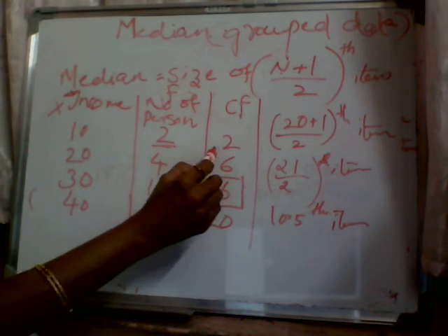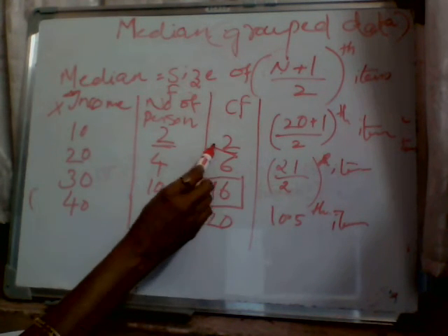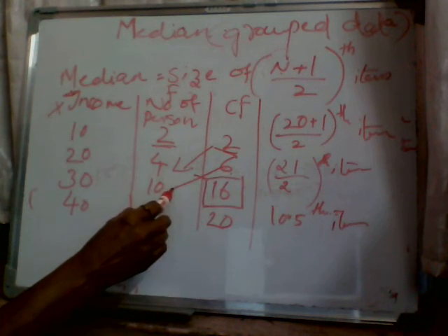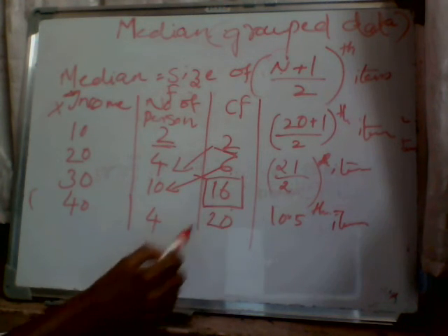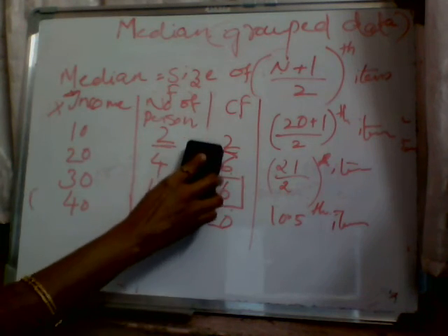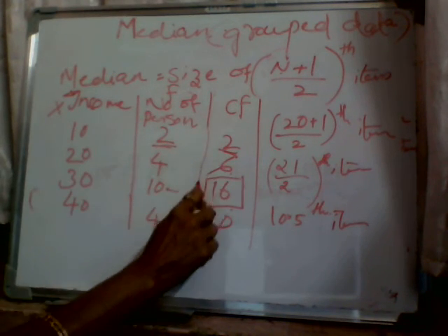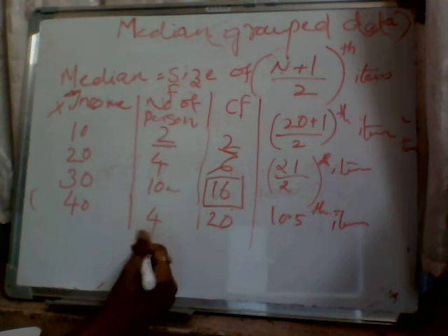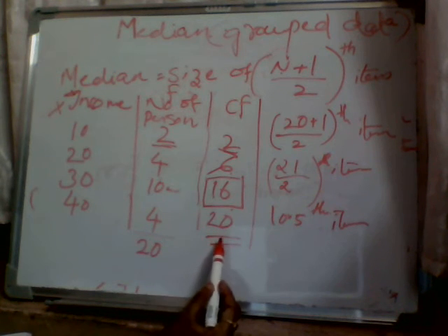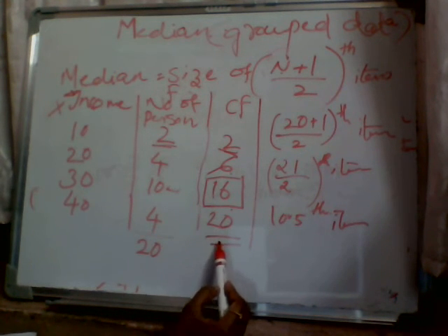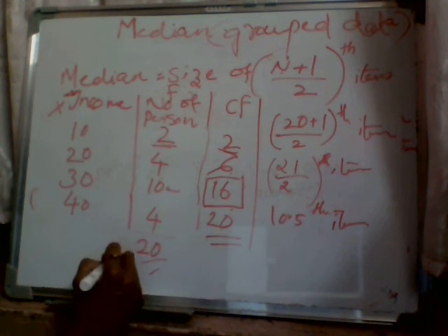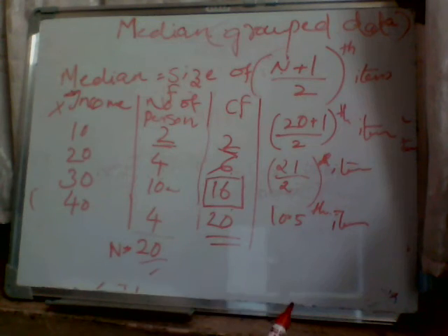The first value is 2, we write 2. Next value, 2 plus 4, 6. Next one, 6 plus 10, 16. Next, 4 plus 16, 20. Then we got the answer. What is the total frequency? The total frequency is 20, the last number. So our total frequency, or N, equals 20.